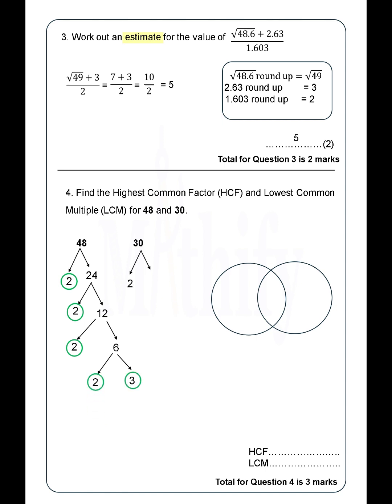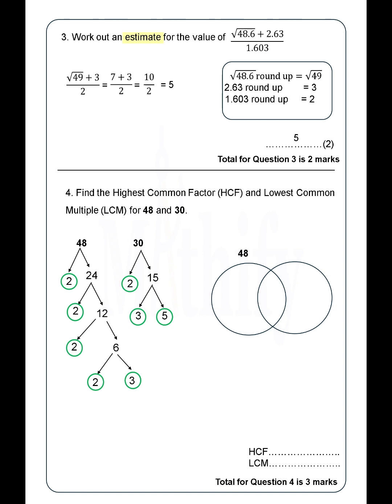Moving on to 30. 30 can be split into 2 and 15. So straight away we know that 2 is a prime number. 15 can be split into 3 and 5. So 2, 3 and 5 are circled as these are prime factors.